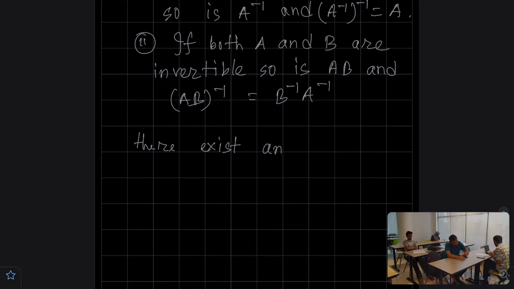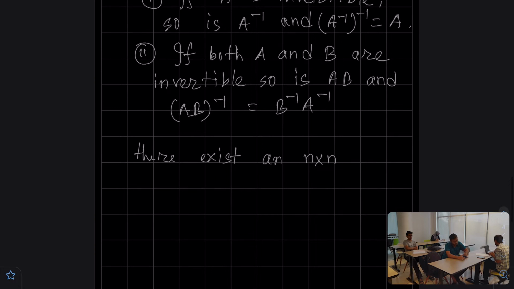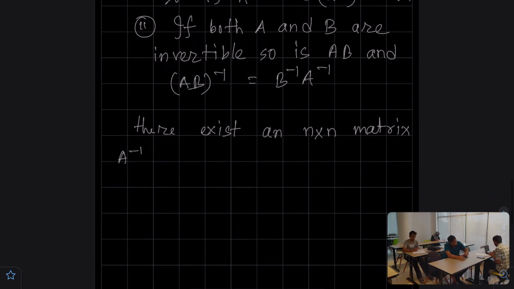So there exists an n cross n matrix A inverse such that A A inverse is equal to A inverse A is equal to I, right?